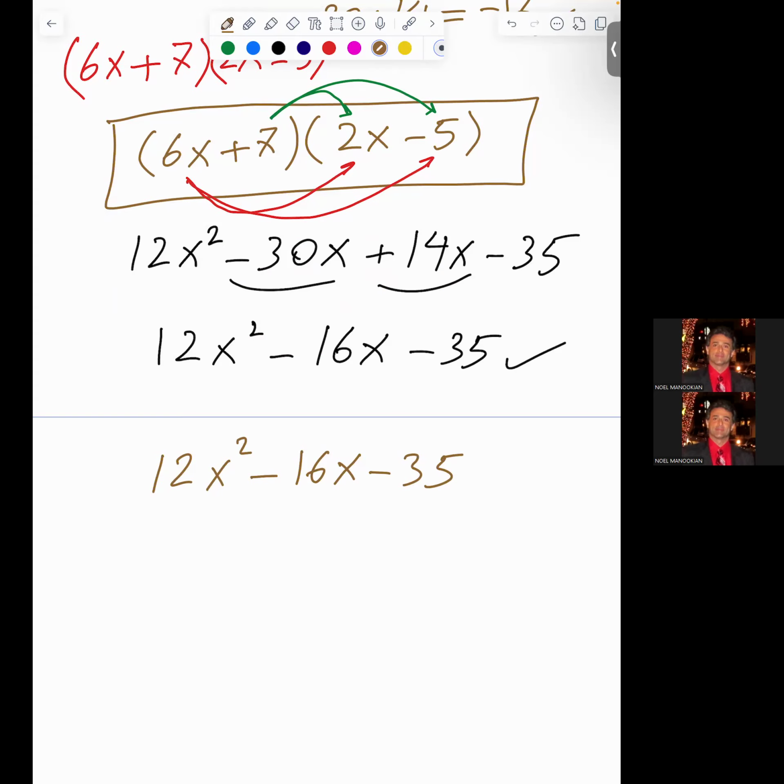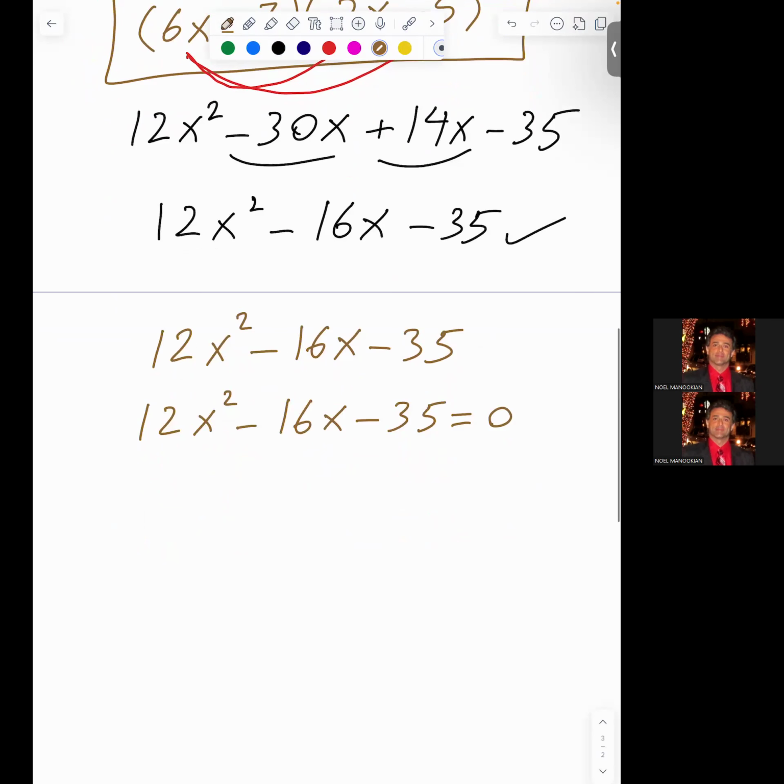First, you're gonna set this expression to 0. So 12x squared minus 16x minus 35 equals 0. Then you can use the quadratic formula to get the solutions of this quadratic equation. So you know that the coefficient of x squared, 12, is called a. The coefficient of x is called b, so b is negative 16, and the constant number c is negative 35.